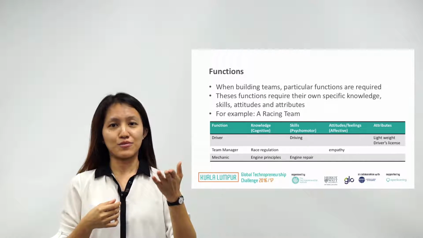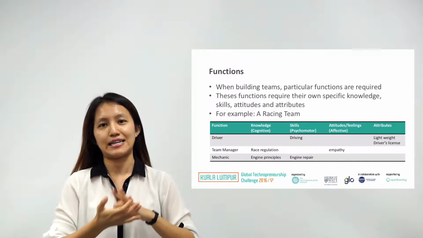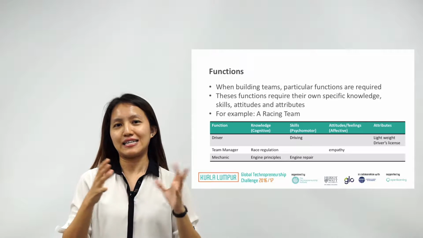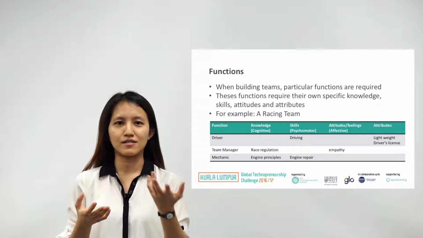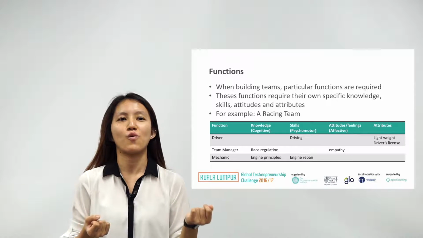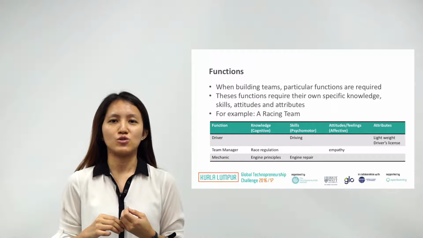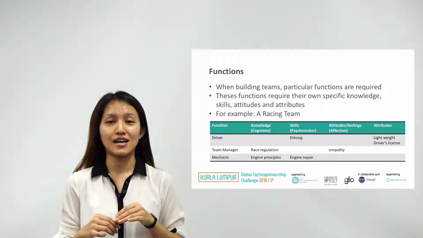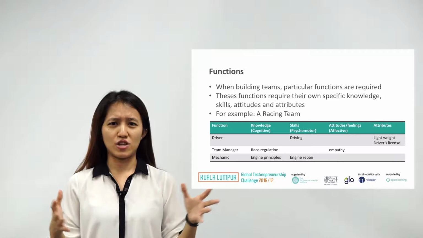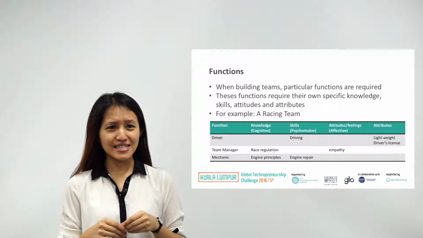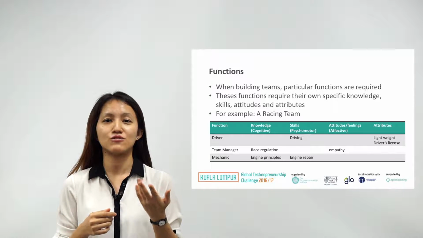This is an example that we gave you. Say we are in a racing team, you will need a driver, a team manager, and a mechanic, at least. So a three-person team as a basic form. The driver will need certain skills like good driving skills. And of course, since you want the car to be fast, you will want the driver to be lightweight and obviously to have a valid driving license. For the team manager, obviously he or she will need knowledge, the cognitive side, of the race regulations, and empathy, because you're going to work a lot, especially in communicating with your team members. That's very important. For the mechanic, the engine principles, and if anything is wrong with the car engine, obviously he will need the skills of repairing the engine.